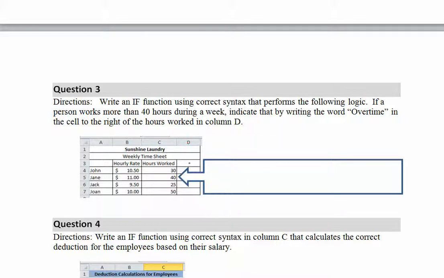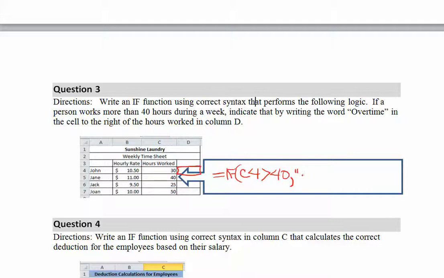All right, so we're going to be writing this. We're going to be sitting in cell D4 when we create this if statement, and when we're finished, we'll copy it down, right? So we're going to start with the equal sign and the if, open parentheses, and we want to look at cell C4. Is C4 greater than 40? If it is, then we want to have it write us the word overtime.